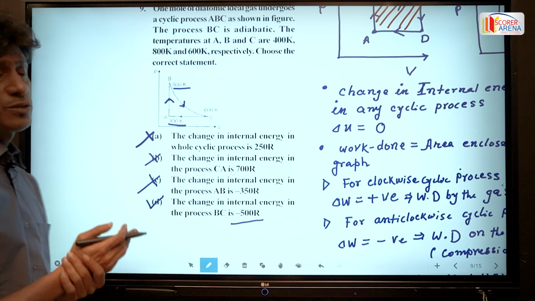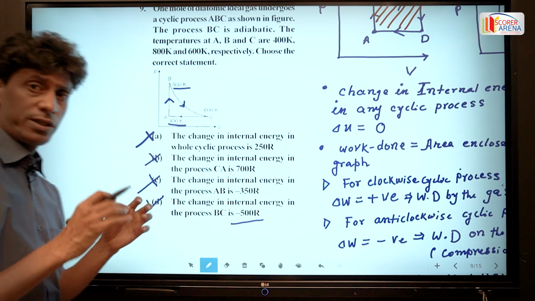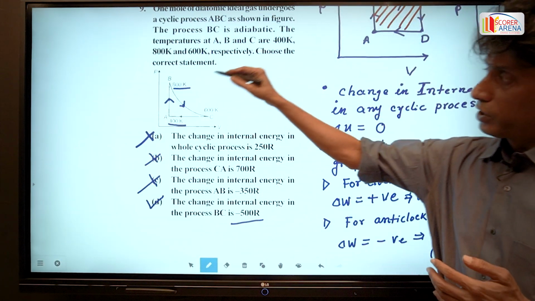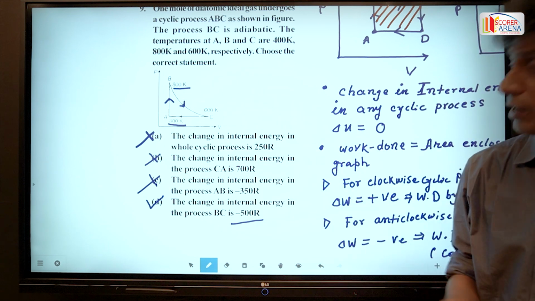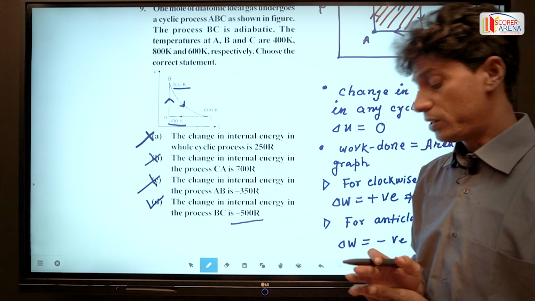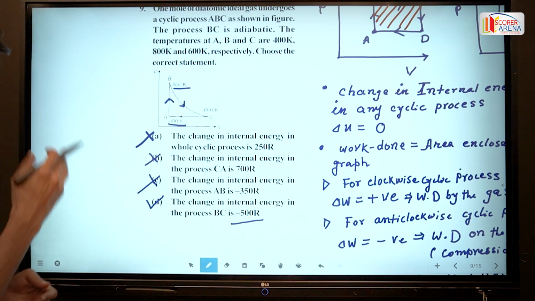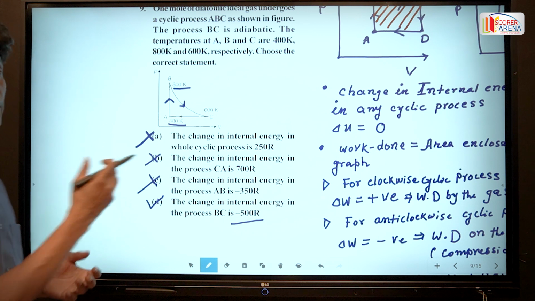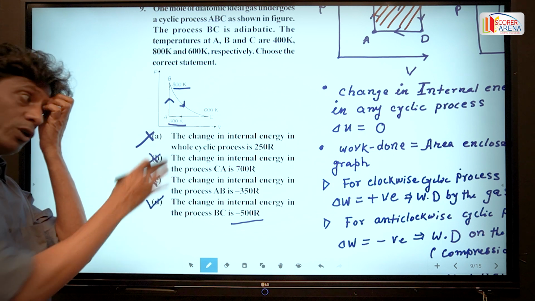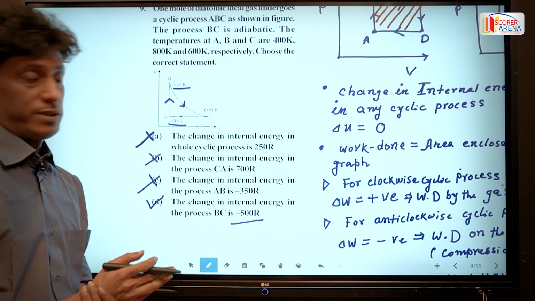So this particular problem can be solved without using a pen, by checking all the options by the error and trial method, on the basis of the concept of the cyclic process. We can say option D is correct without calculation. This can be referred to as a penless problem. So without a pen we can solve this problem by checking all the options on the basis of the concept of the cyclic process.